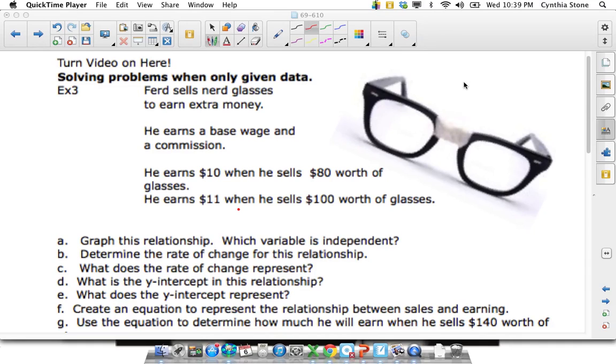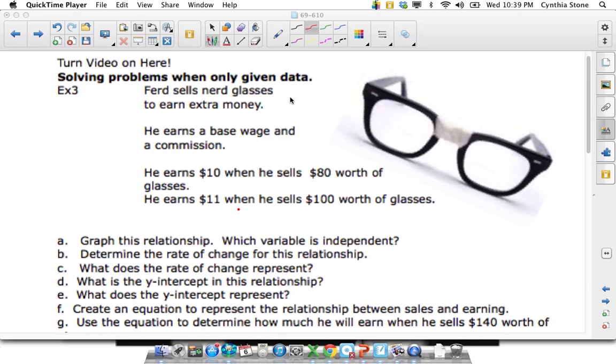And here's the big challenge, the hardest thing. It's coming up with an equation when you're only given information. You're not given a graph. You're not really given a table of values, though kind of you are. You're just given some sentences.